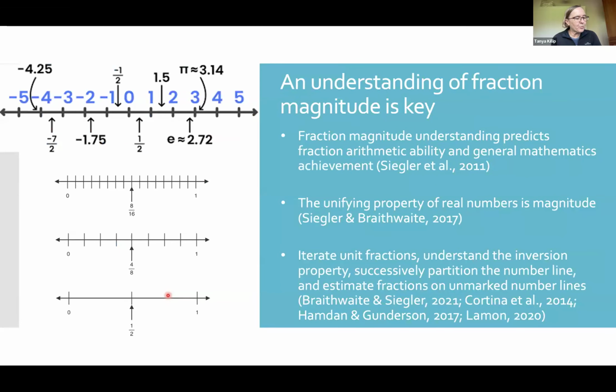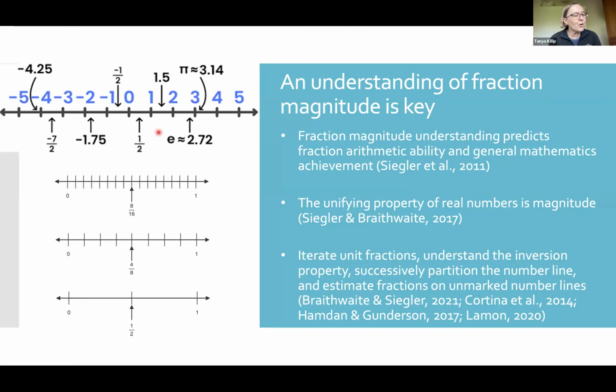Okay, another important point from research is that fraction magnitude understanding has been shown to be key both to understanding fractions and for general mathematical achievement. So Siegler and Braithwaite have argued that magnitude is the unifying property of real numbers, and you can see this in the example here. Their integrated theory of numerical development proposes that numerical development occurs through the increasing understanding of the magnitude of different types of numbers.